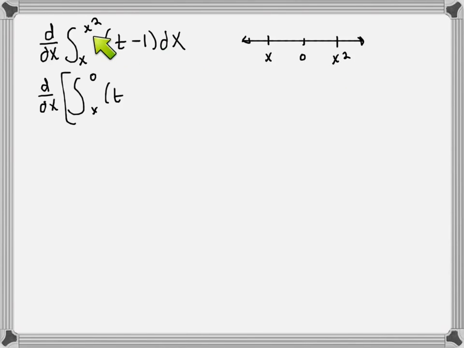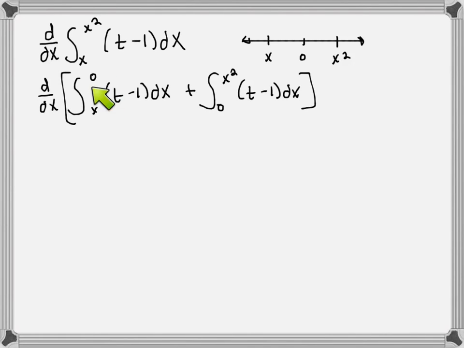So I'm going to rewrite this as two different integrals. So I'm going to go integral from x to 0 of t minus 1. And then I'm going to go integral from 0 to x squared of t minus 1 dx.